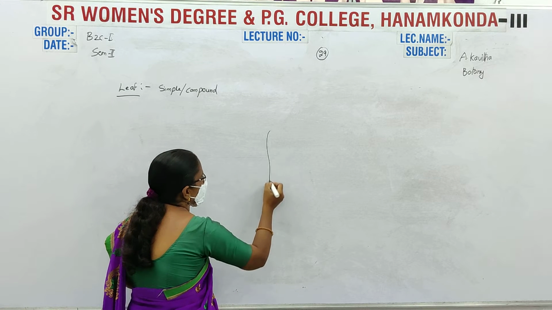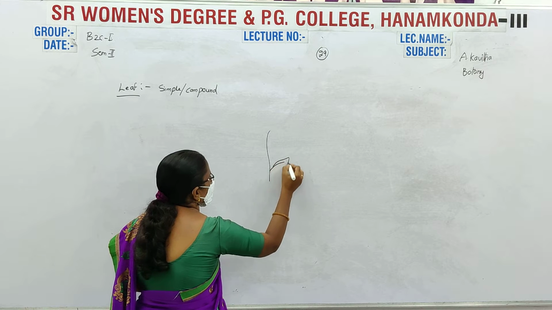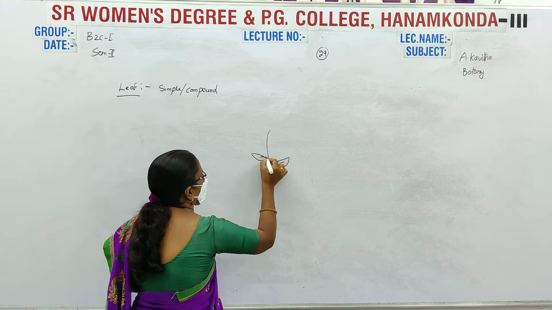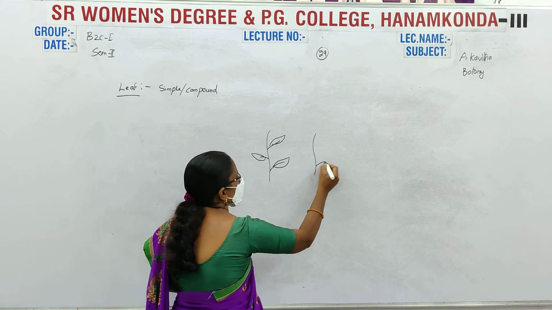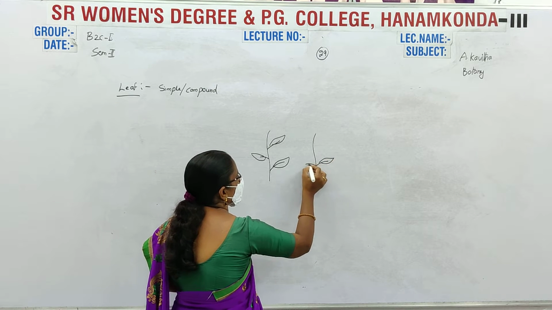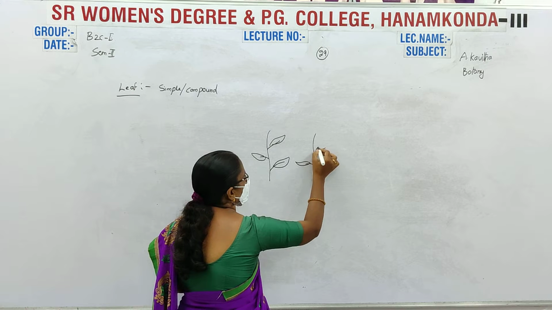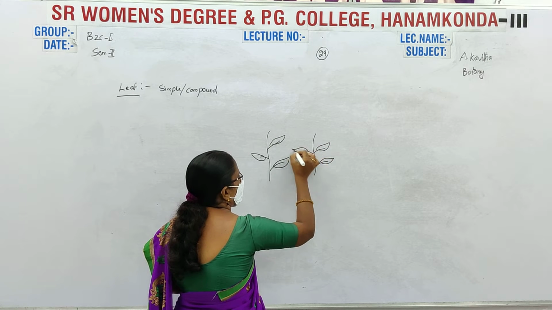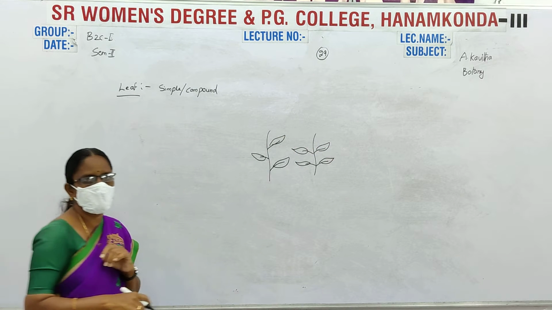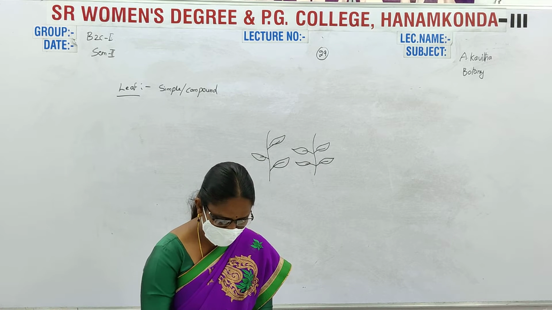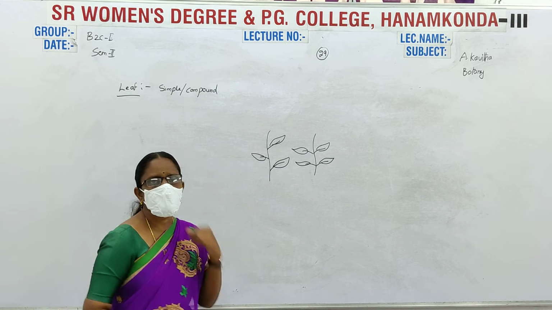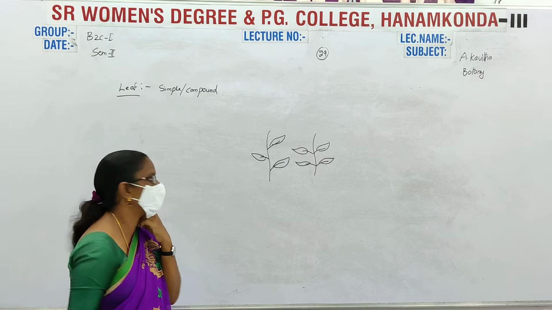For example, this is one branch, and this is the arrangement of the leaf. This is alternate arrangement, or sometimes opposite arrangement is also present. This is called opposite arrangement. And the next one is stipulate or exstipulate.